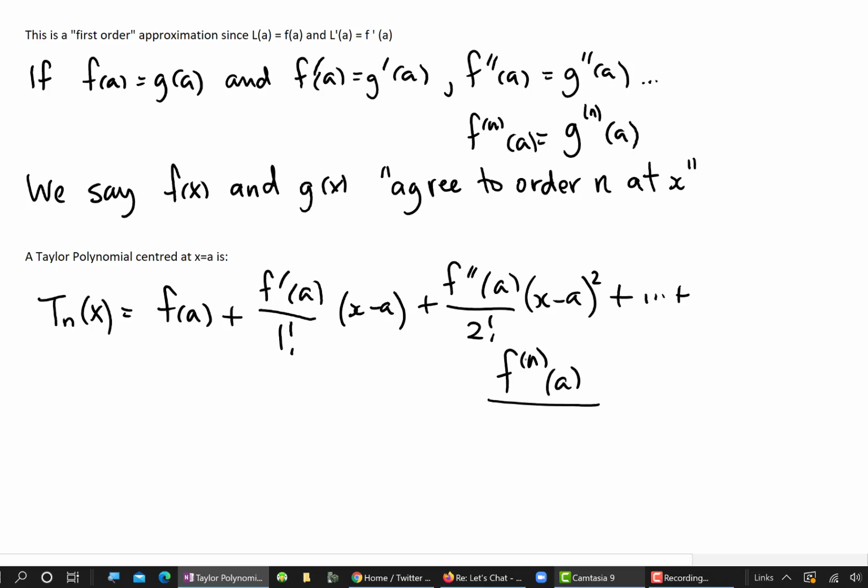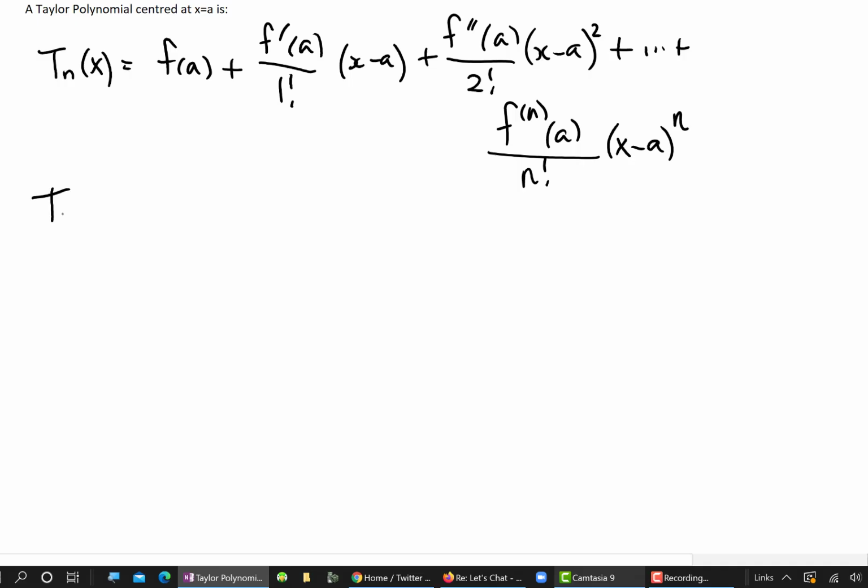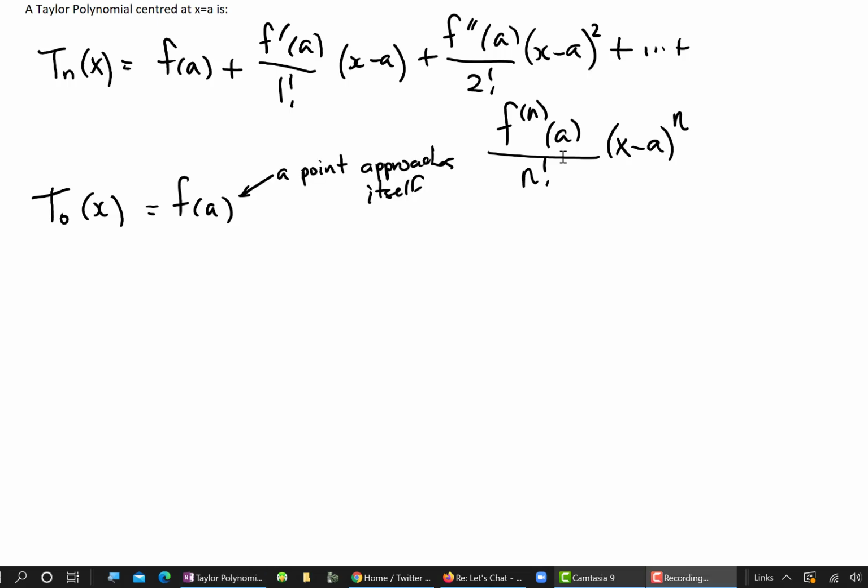So we've seen the basic functions. Let me just create some more room. T sub 0 of x just means that it's just f of a, it's just the y value. A point approaches or approximates itself. If we increase this to the first Taylor polynomial, then we get linearization, which gives you a line that mimics what the function looks like. And now we can add more.